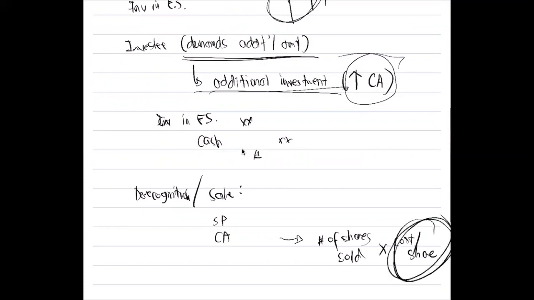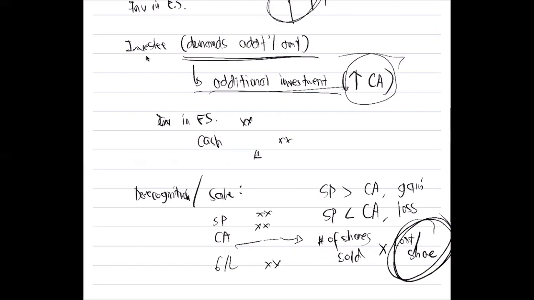Kaya mag-ingat kayo dito sa cost per share. Once na mali nyo yan, mali din agad tong gain or loss on sale nyo. So that will give you your gain or loss. If the selling price is greater than the carrying amount, therefore we have a gain. But if the selling price is lesser than the carrying amount, therefore we have a loss. Okay? So that's it for our derecognition or sale.